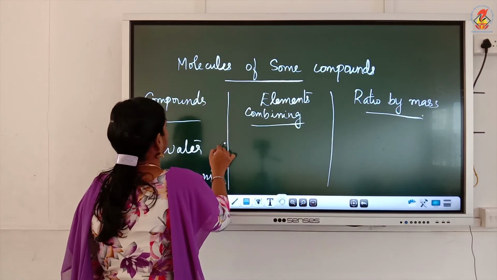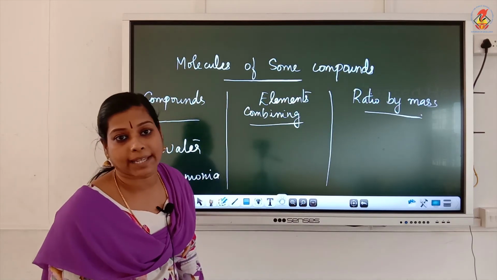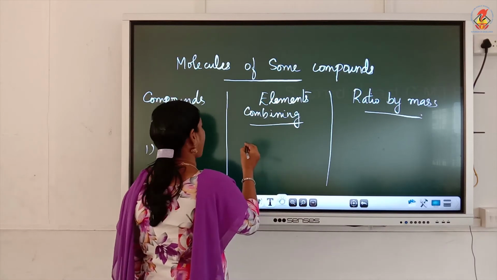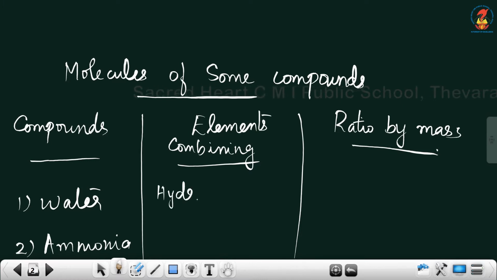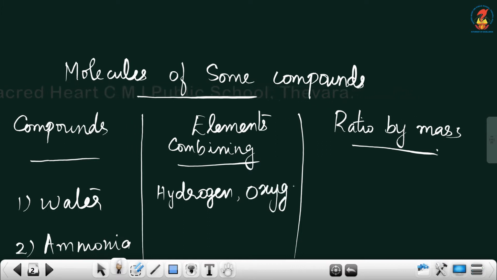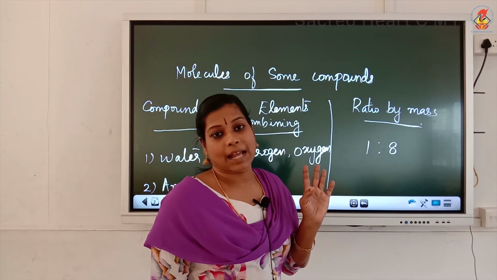Suppose the compound is water. Which are the elements combined in water? Hydrogen and oxygen. These are the two elements present in water. After combining hydrogen and oxygen, we get water, and by what ratio by mass do they combine? We have seen the ratio of combination of mass for the second law, that is 1:8. 1 gram of hydrogen will combine with 8 grams of oxygen to produce 9 grams of water.